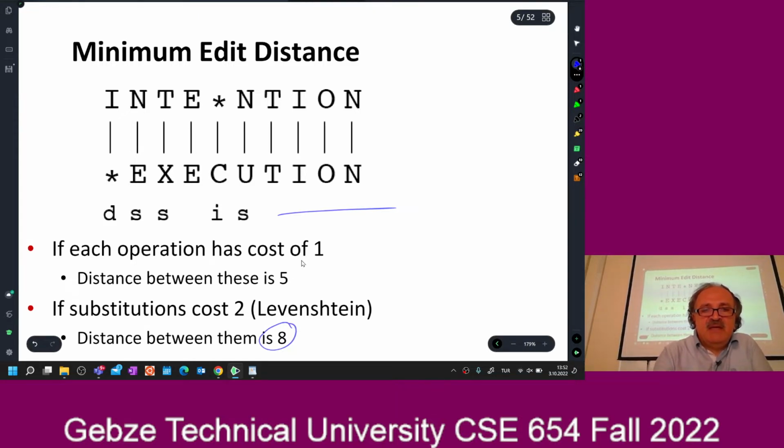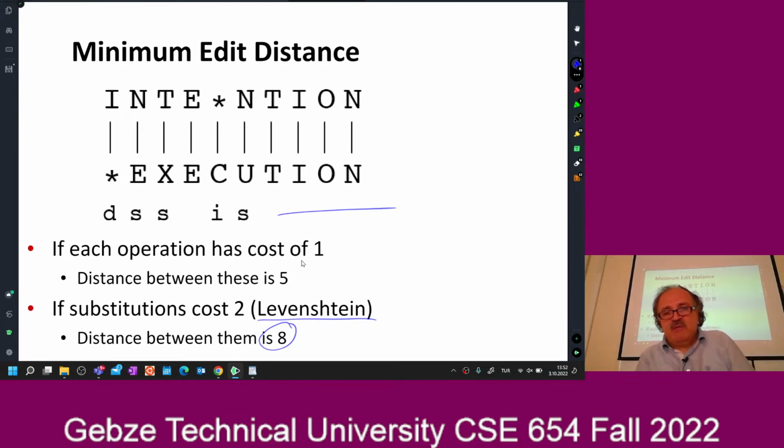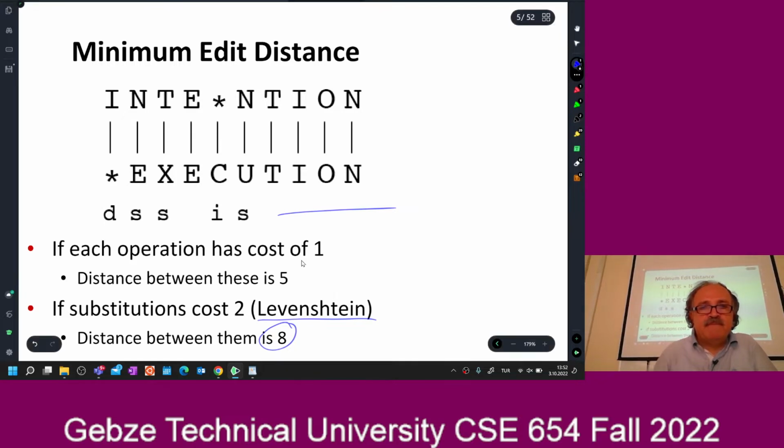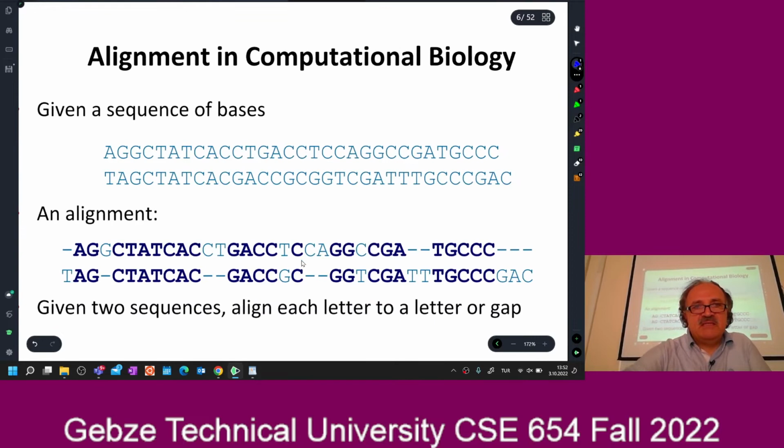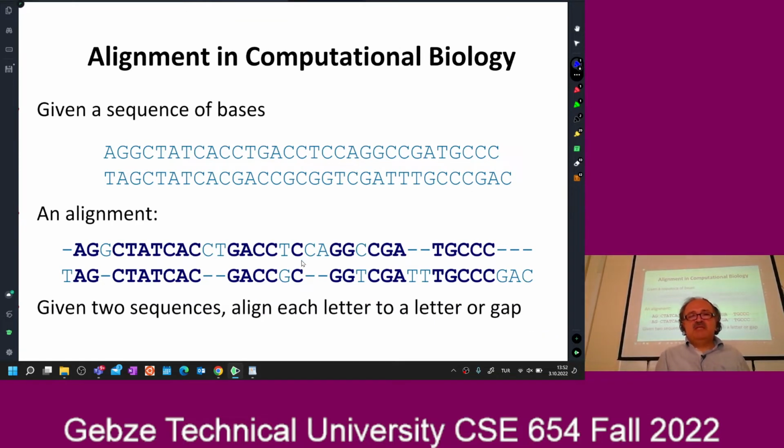So this guy Levenshtein, his method says that substitution costs 2, and the algorithm that we are going to give you today, the dynamic programming based, is due to this guy. Okay? We talked about this, computational biology, they use edit distance a lot.